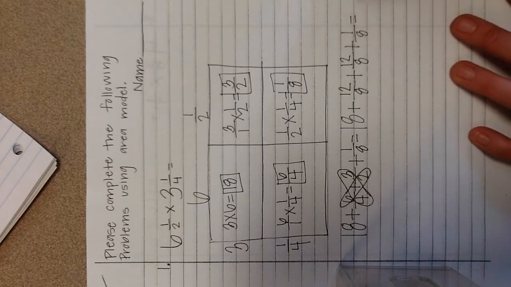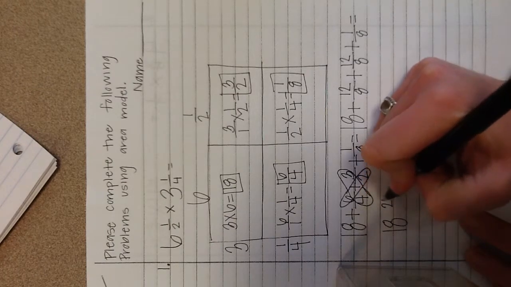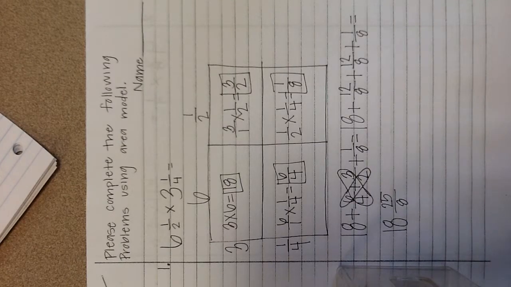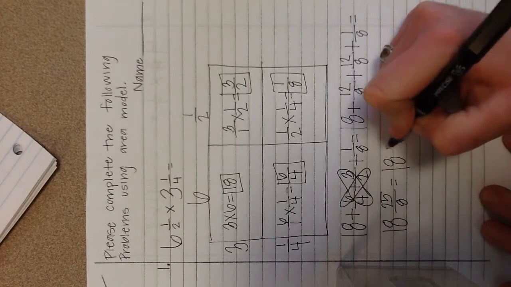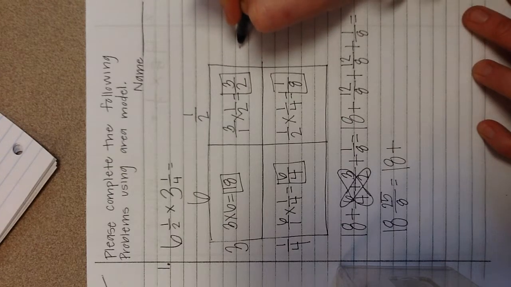Now, because I have common denominators, I need to add them all together. 12 plus 12 equals 24, plus 1 equals 25. So I'm going to write down here 18 and 25 over 8. Now what I can do is 2 things. I can do longhand, or I can draw 25 dots and see how many groups of 8 I can make. So what I'm going to do is the old-fashioned way, 18 plus, let's see, up here to the side, I'm trying to make it so you can see, I'm going to do 8 divided by 25.